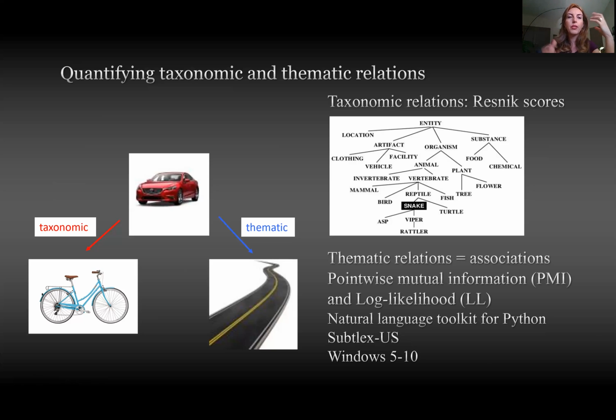And so this way, we construct materials that either score very high on Resnik scores and low on association measures, that's our taxonomic block, or score very high on association measures and low on Resnik score, that's our thematic block.